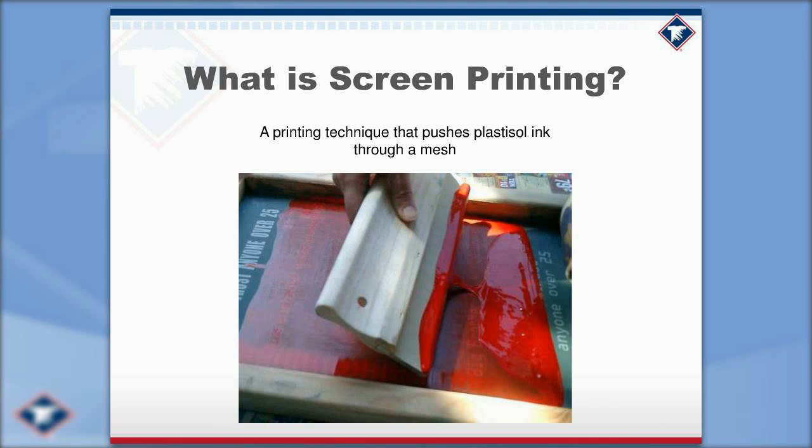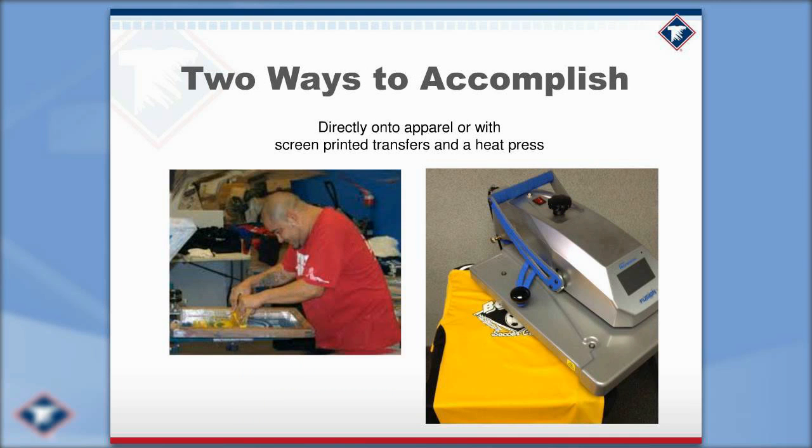So how does this pertain to what we're talking about? Well, there's two ways to accomplish screen printing. You can do it yourself directly with screen printing equipment, or you can screen print using a heat press and screen printed transfers. Now, over the next 45 minutes, we're going to talk about why you would want to do that, what the benefits are, what's the difference between the two.